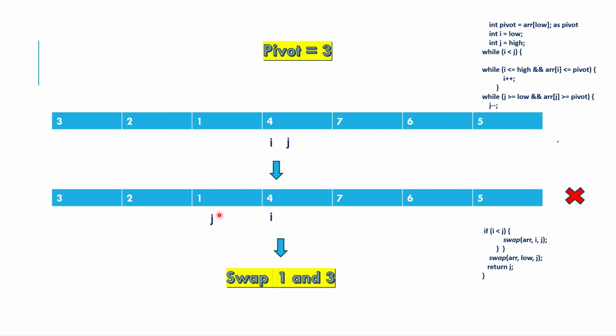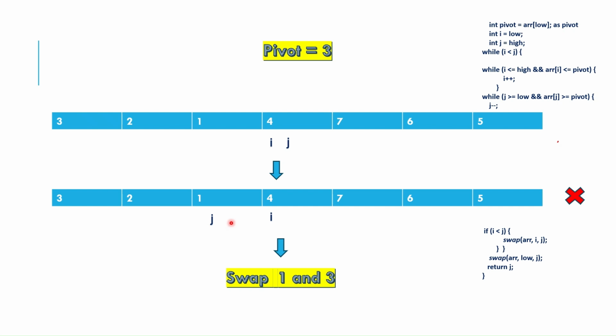That means what we are saying is, suppose there is a case like J and I at this position. If J crosses I, you need to assume that J is the least element in this array, and J is saying, hey, I should be at the first position because I am the least element, and you should be at the position where I am.